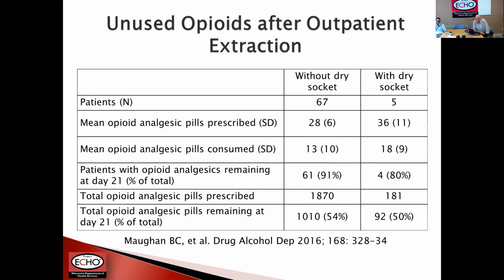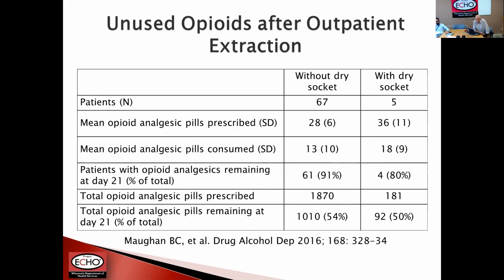What is interesting here is the mean opioid analgesic pills prescribed versus consumed, and the percentages of individuals with any of these analgesics remaining after day 21, when we would expect most of the pain of the extraction to have dissipated. And you can see that in both cases, both those that had more severe pain, perhaps with the dry socket, and certainly those without the dry socket, the majority of them had medications left over.